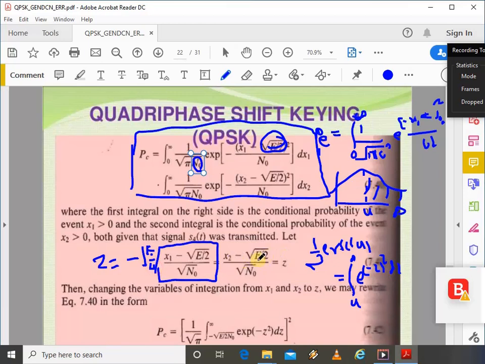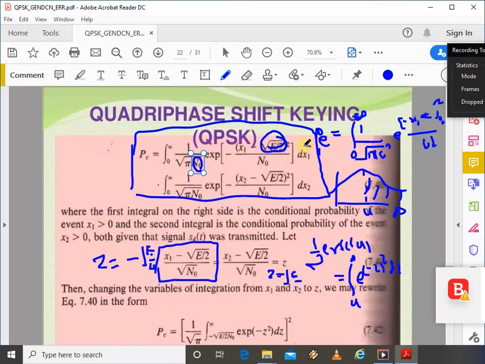Similarly, here also you come to know that by putting x2 equal to 0, you will get a value of z equal to square root of E by 2 N naught. Then differentiation of this equation, you will get dx2 equal to dz into square root of N naught, and dx1 equal to dz into square root of N naught.